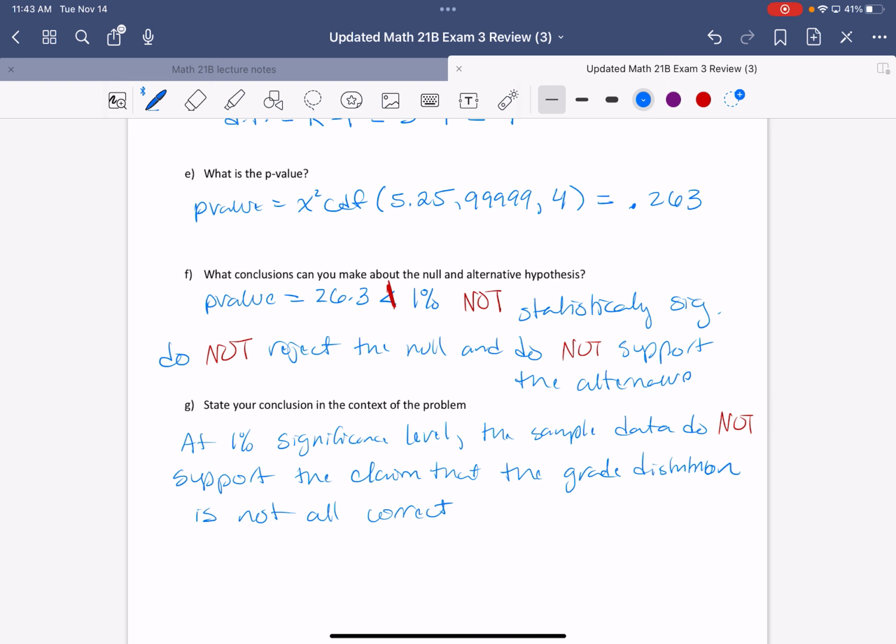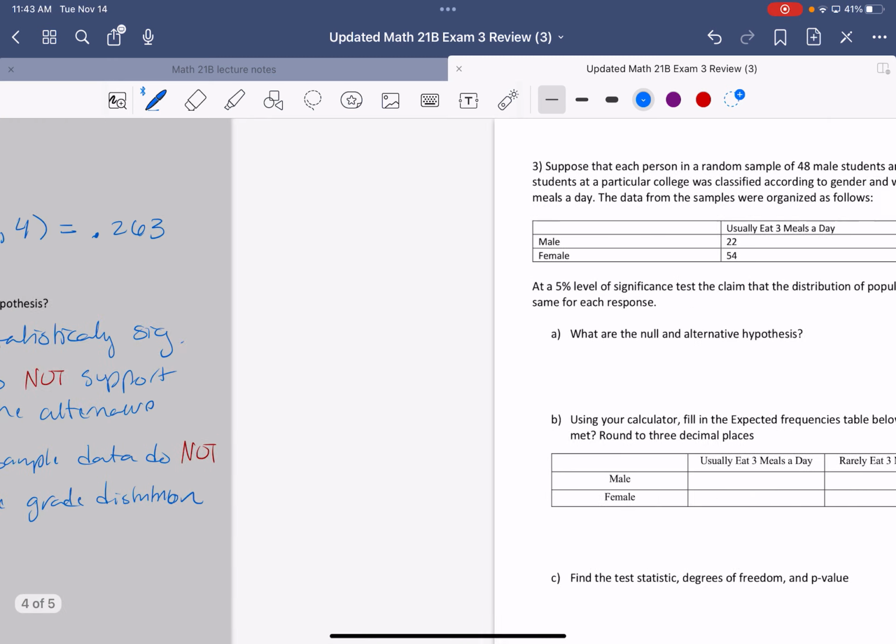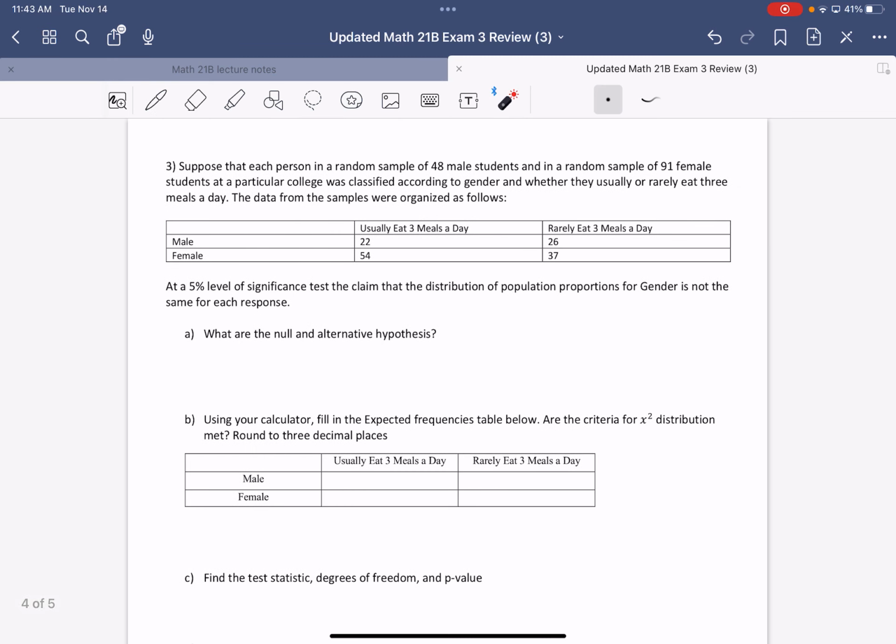All right, guys, we've done 2 of the 4 types. Let's keep going. Number 3. Suppose that each person in a random sample of 48 male students and in a random sample of 91 female students at a particular college was classified according to gender and whether they usually or rarely eat 3 meals a day. The data from the samples were organized below.